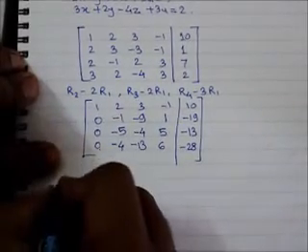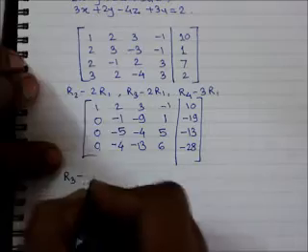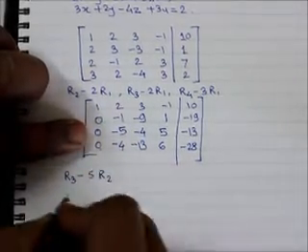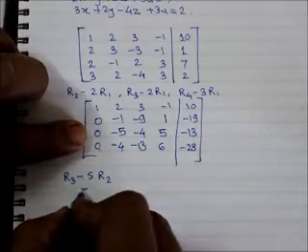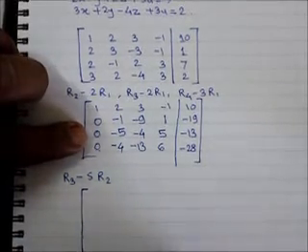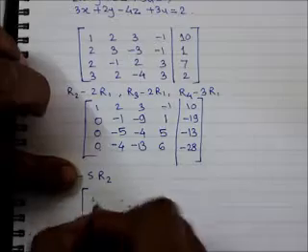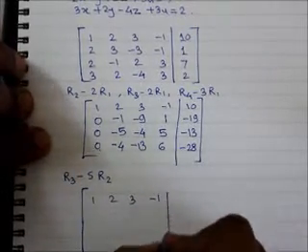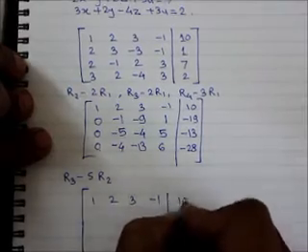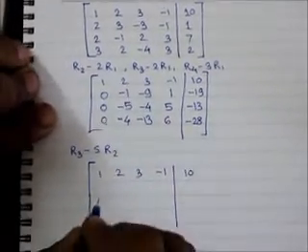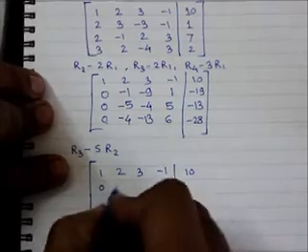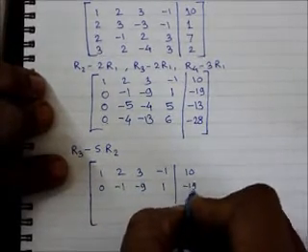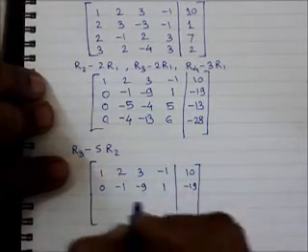First thing I'm going to do is R3 minus 5 into R2. Now as I told you beforehand, 1, 2, 3, minus 1 and 10, this row remains as it is. Next is 0, minus 1, minus 9, 1, minus 19. This row remains as it is.